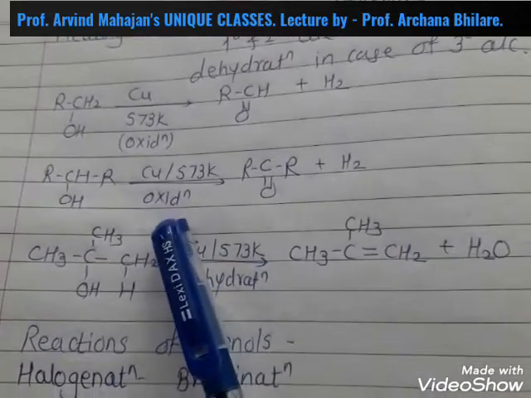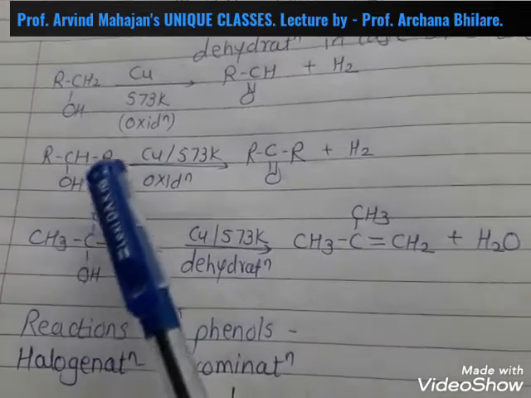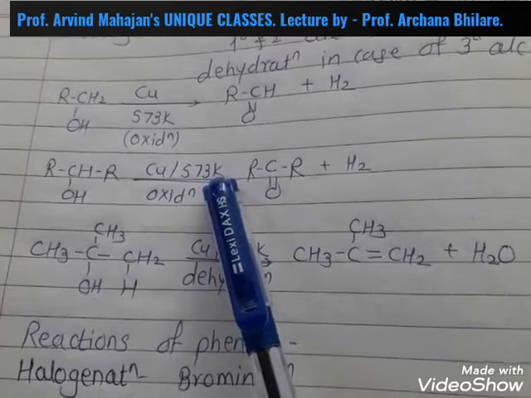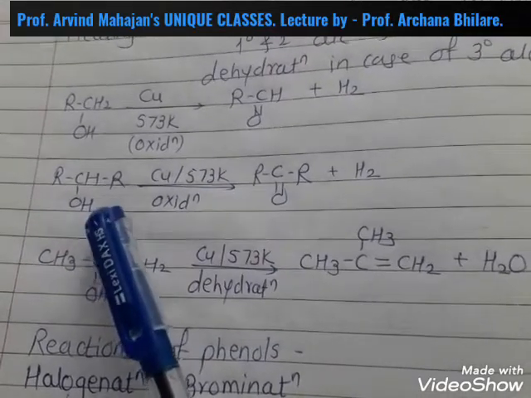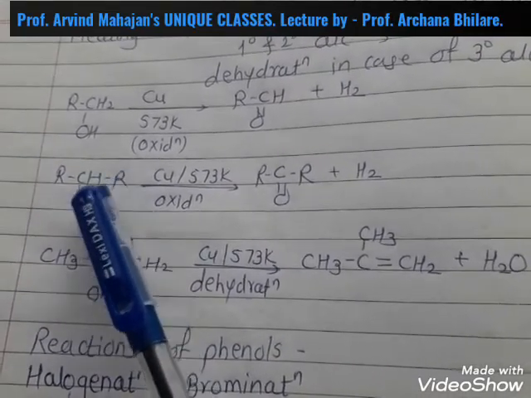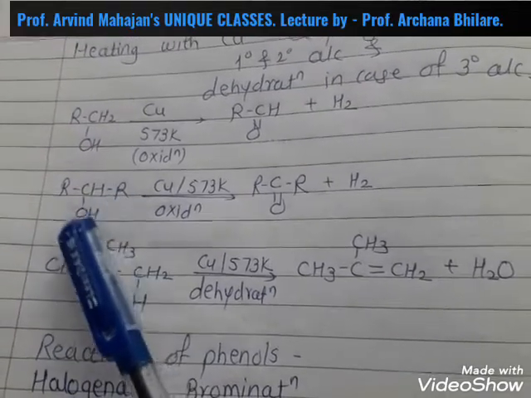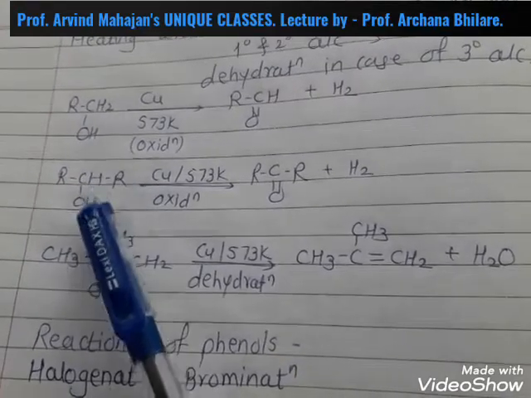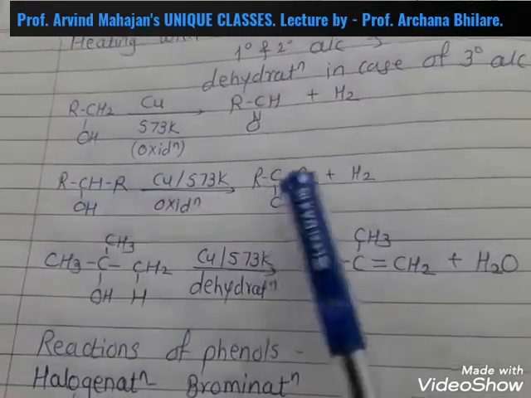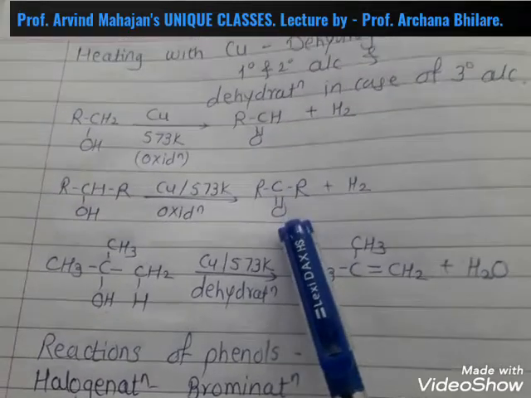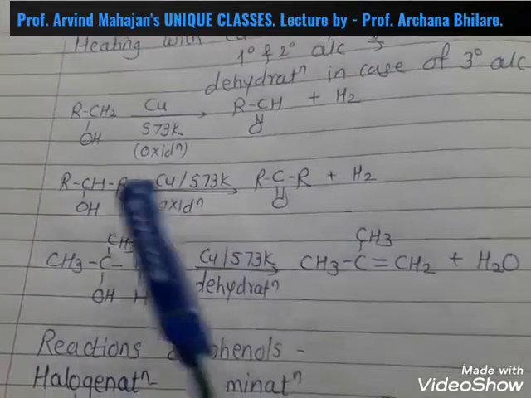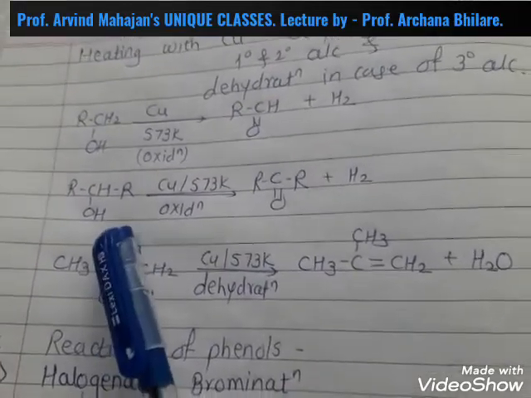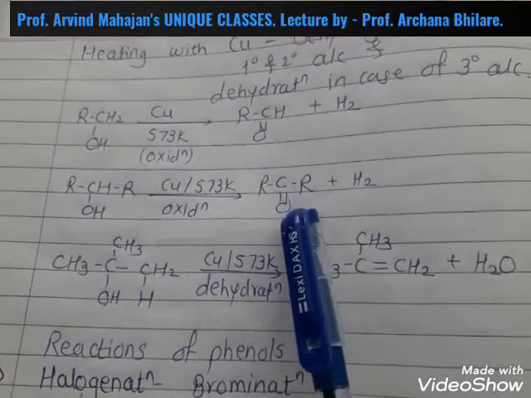Okay. Second reaction with secondary alcohol, RCHOHR. It is also heated with copper at 573 Kelvin. Again, this hydrogen and the hydrogen of the carbon attached to the OH group, these two hydrogens are removed. So the valency of each carbon and oxygen becomes free. So these two, carbon and oxygen, form a double bond and we get ketone. So primary alcohol, when heated with copper, gives aldehyde. Secondary alcohol, when heated with copper, gives ketone.